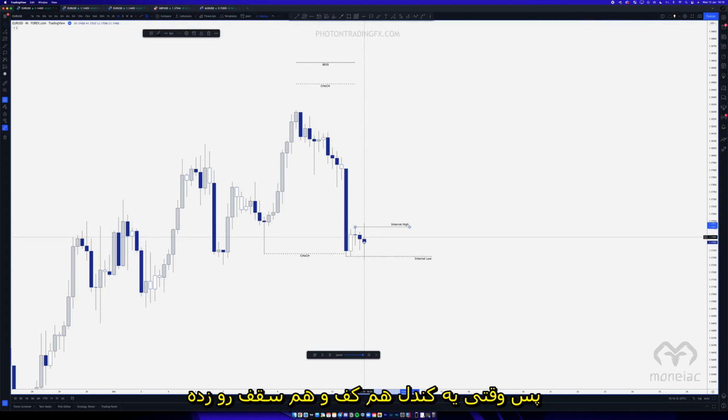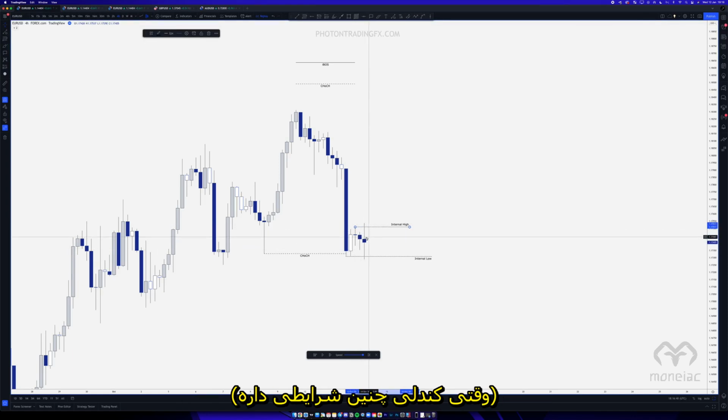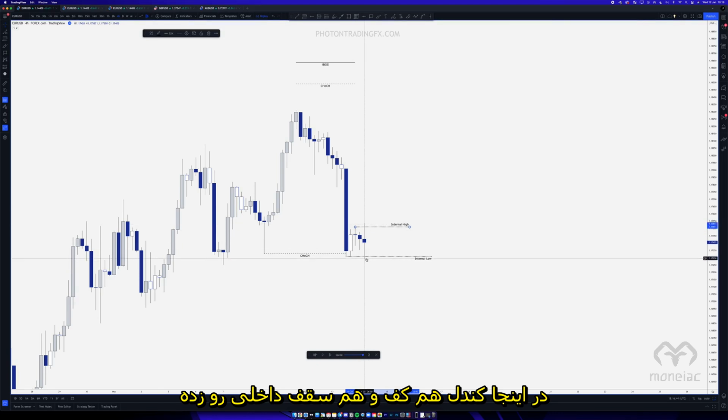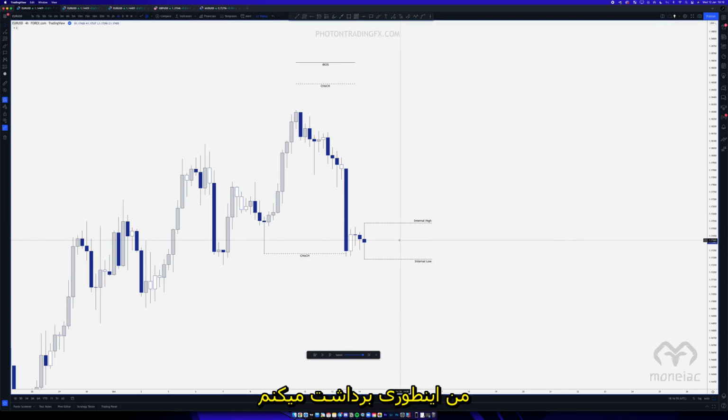Okay, so for me, when one candle takes the low and the high, that candle is basically an outside reversal, right? When it trades higher than the low and the high of the previous candle. But in this case, when a candle breaks the internal high and the internal low, that then means that the high and the low of this candle is now the new, or the active, internal high and low, if you want to call it that.